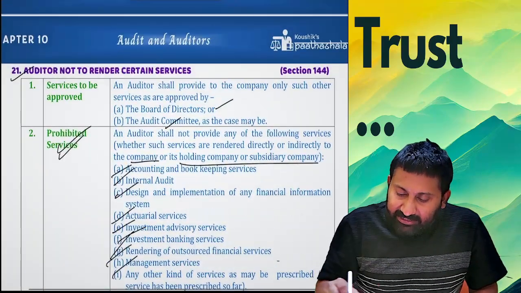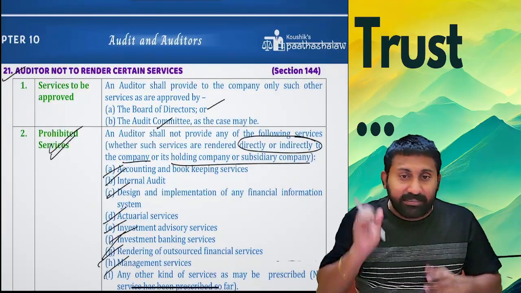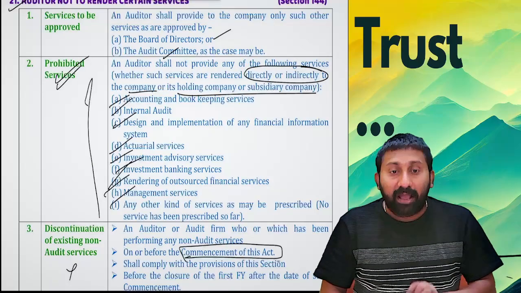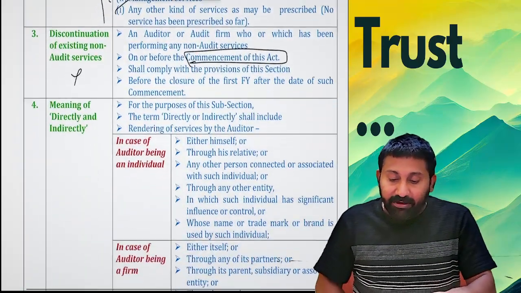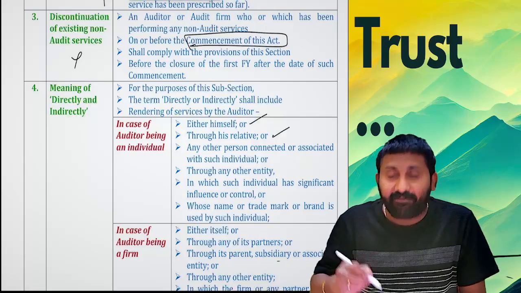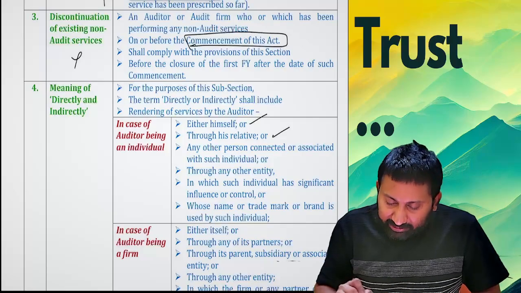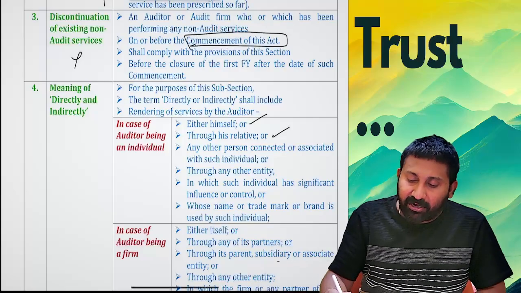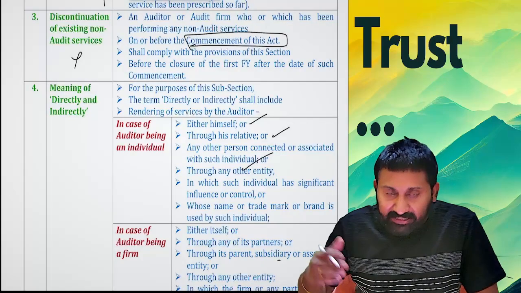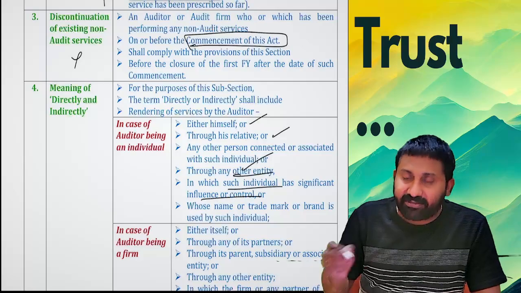Next, here it says directly or indirectly you should not provide. Directly means I should not directly provide any of these services. Indirectly means what? I will provide either myself or through my relative to the company. That is also not permitted. To the relative or any other person connected or associated with such individual. Next, his partners, friends, etc. Through any other entity in which such individual has significant control.